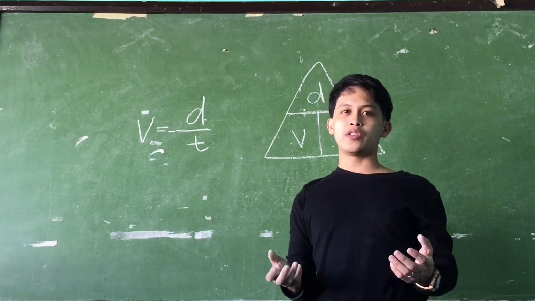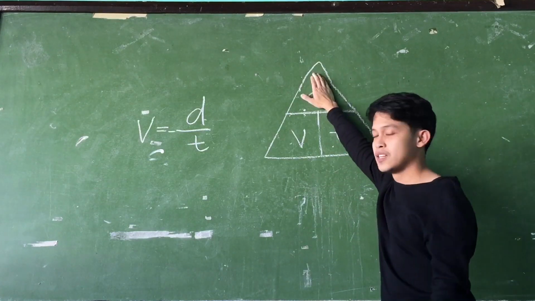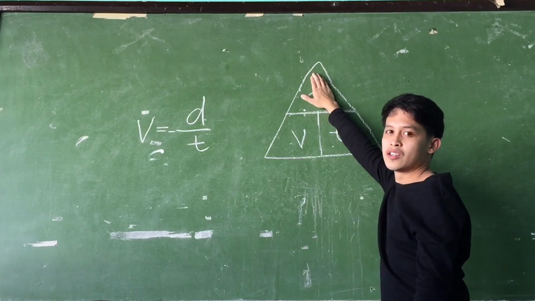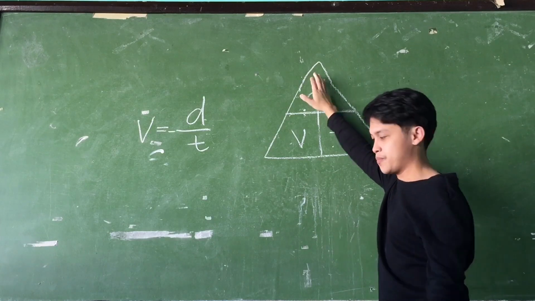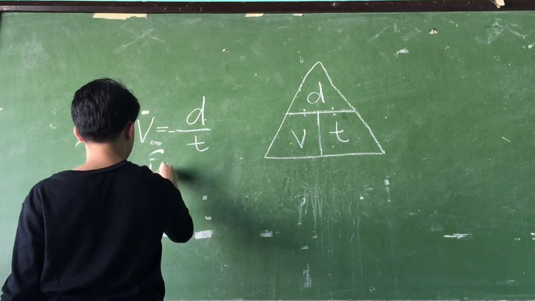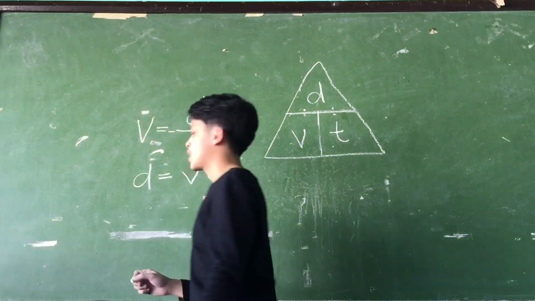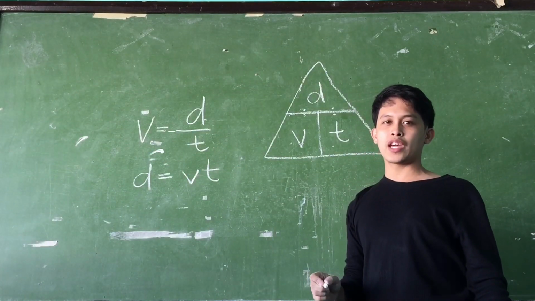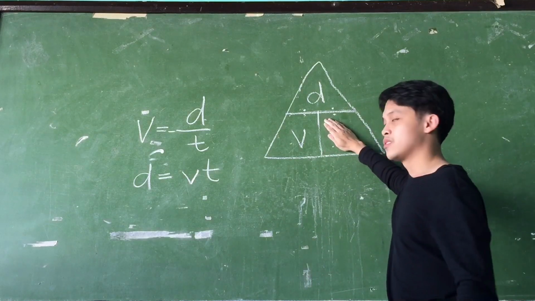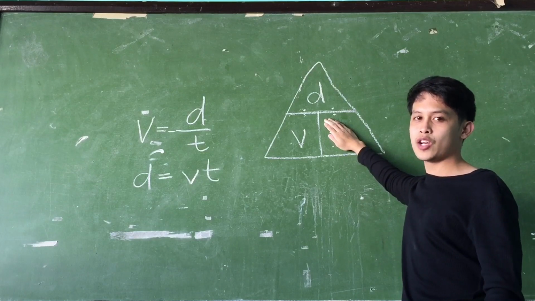How about we want to know the equation of distance? We just cover the distance. So distance is equal to velocity multiplied by time. How about if we want to know the equation of time? We just cover time. Time is equal to distance divided by velocity.